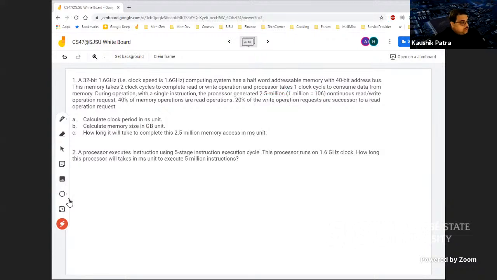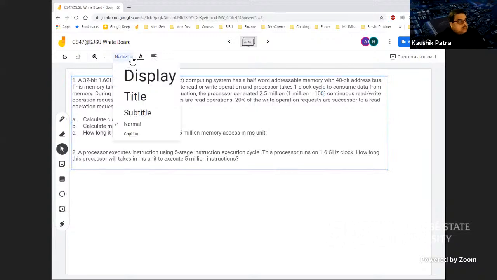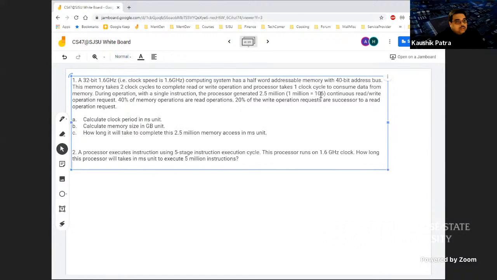Okay, this one is 1 million, which is 10 to the power 6. So we didn't copy correctly. Let me just change it. 10 to the power 6, continuous read and write operations. 40% of the memory operations are read operations and 20% of the write operation requests are successors to read operation requests. That means it's a back-to-back read-write scenario.